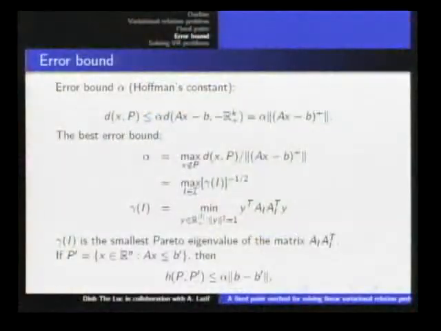All right, so what is important for me is the formula here. If we have another system with just b prime instead of b, then I can compute the Hausdorff distance between the two solution sets, P and P prime, by this formula. It's very easy, okay?